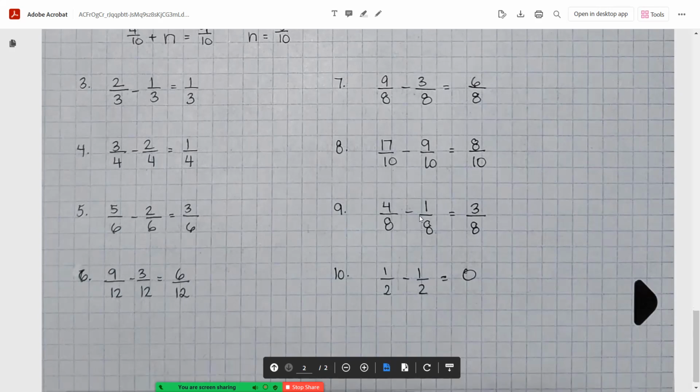For number 9, 4/8 minus 1/8 is 3/8. And then for number 10, 1/2 minus 1/2 leaves you with 0. You don't have any parts left over.